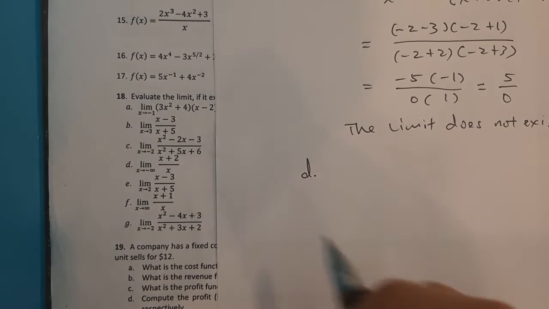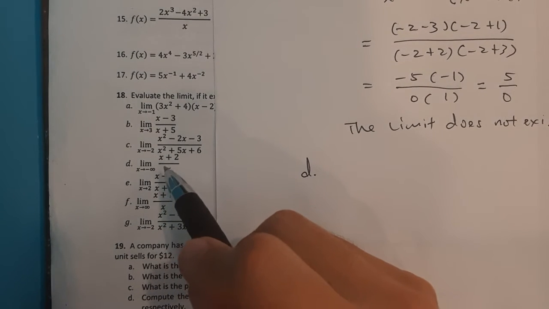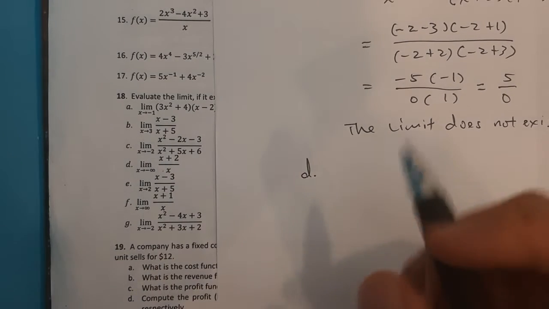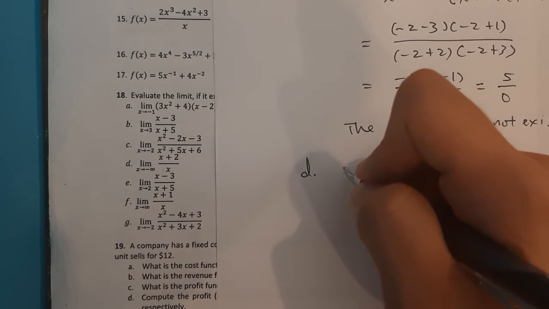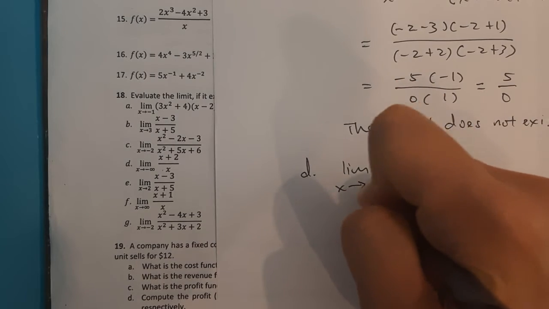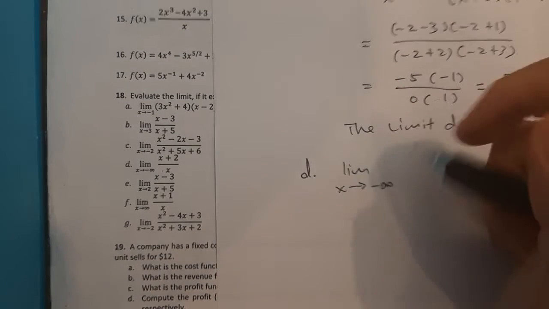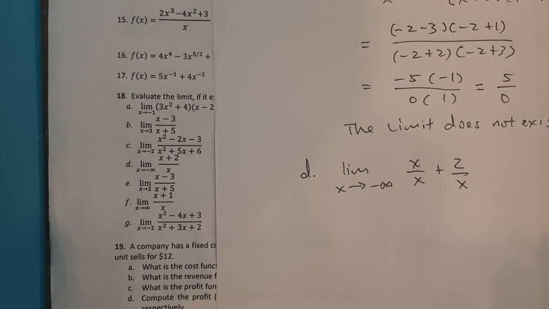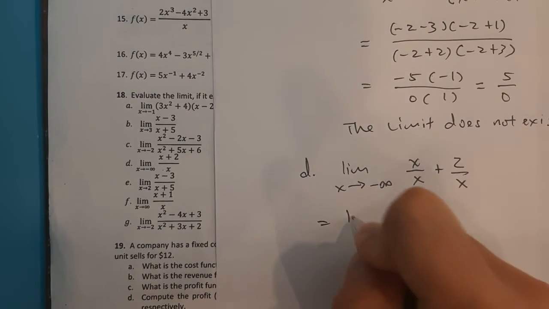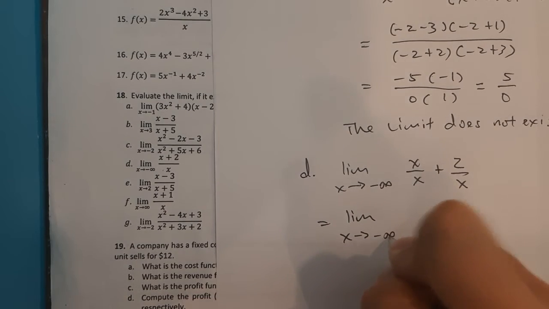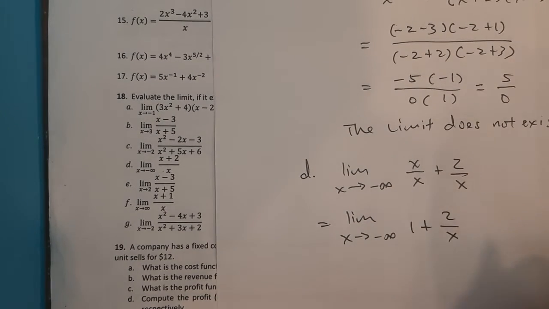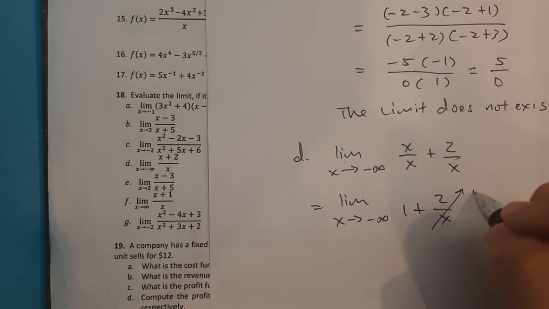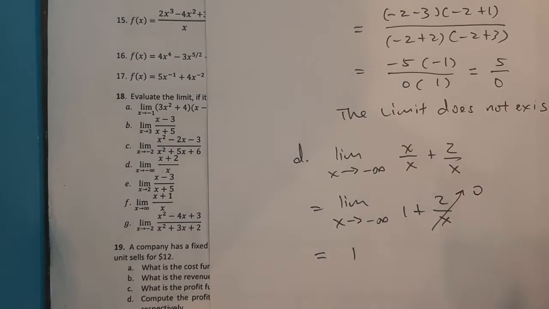Letter D. Here we have the limit as x approaches negative infinity of (x plus 2) over x. So first we can split up the limit. Here we have x over x plus 2 over x. So we have the limit as x approaches negative infinity of 1 plus 2 over x. Then as x approaches negative infinity, 2 over x will approach 0. So we just have 1.